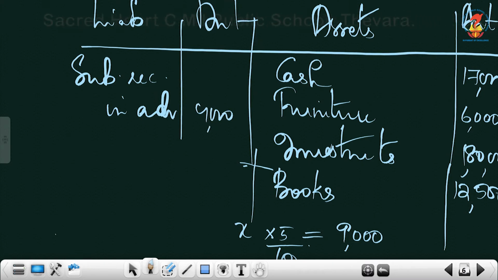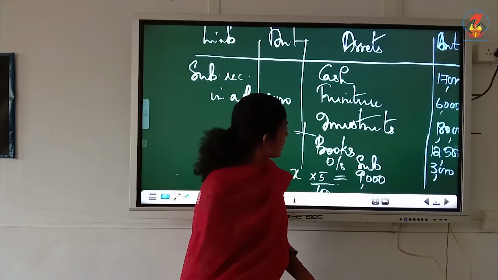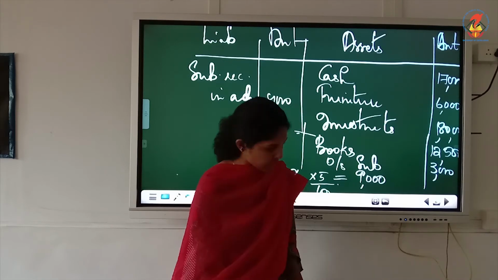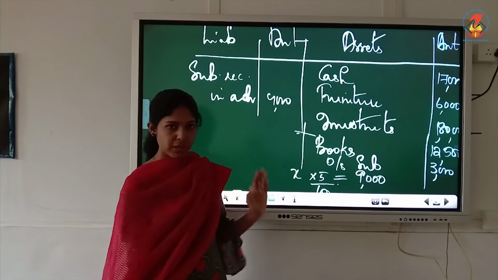Then you have subscription outstanding of 3,000, that is also an opening figure, 2018 figure. So write here outstanding subscription 3,000. Then books figure, already we recorded the opening figure of books. Yes. So these are the items which will appear in the opening balance sheet.